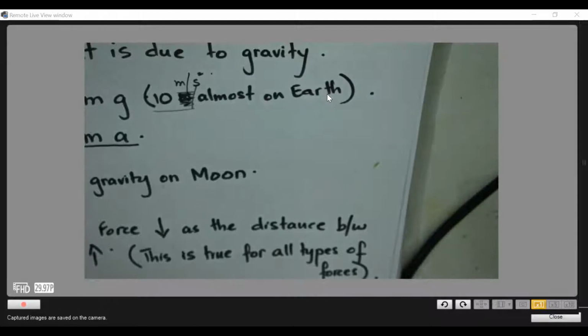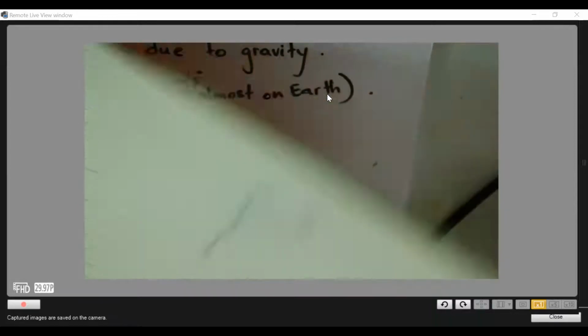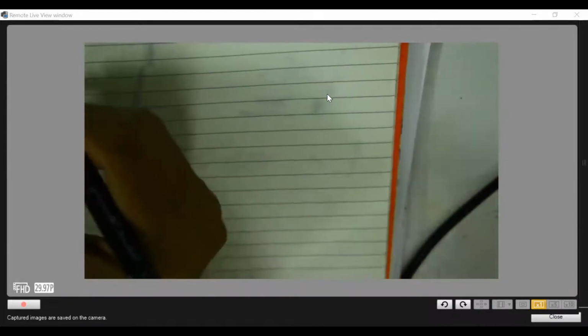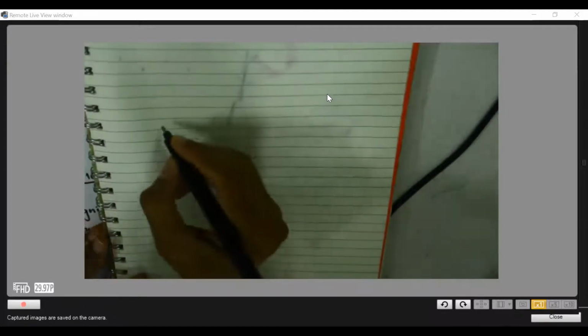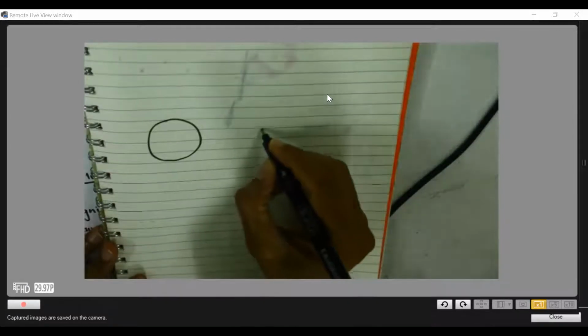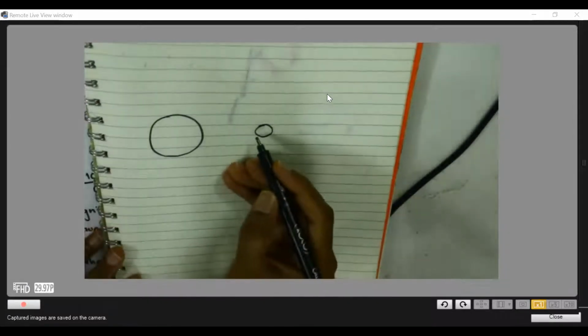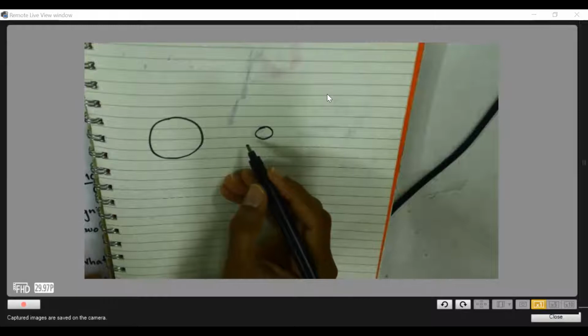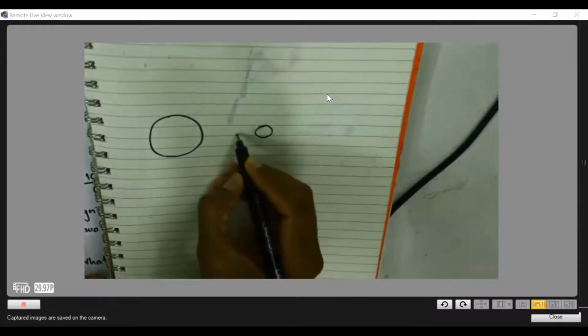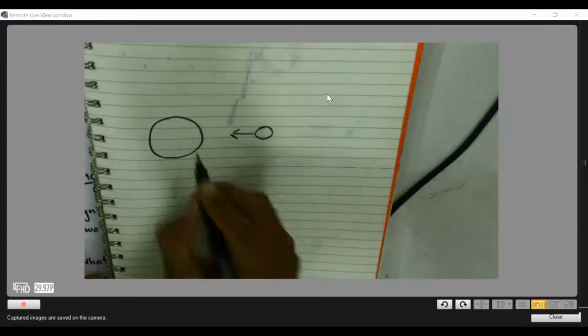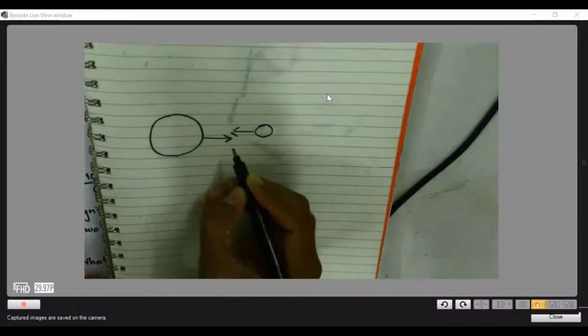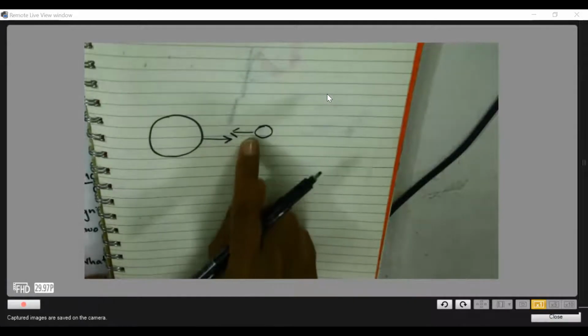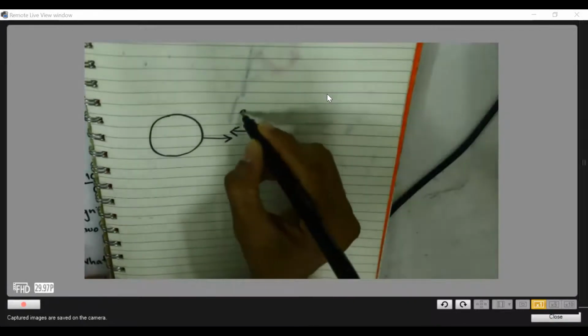Do you know what gravity actually means? Whenever there are two objects in the vicinity of each other, meaning close to each other, they exert an attractive pull on each other. So this body will be attracted towards this body, and this body will also be attracted towards this body. This attractive pull is called gravity.